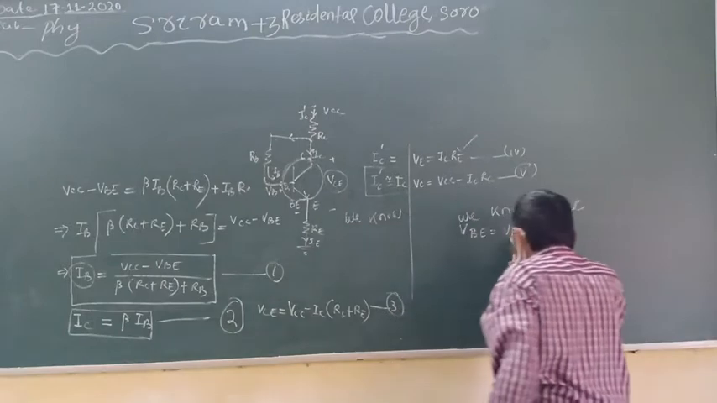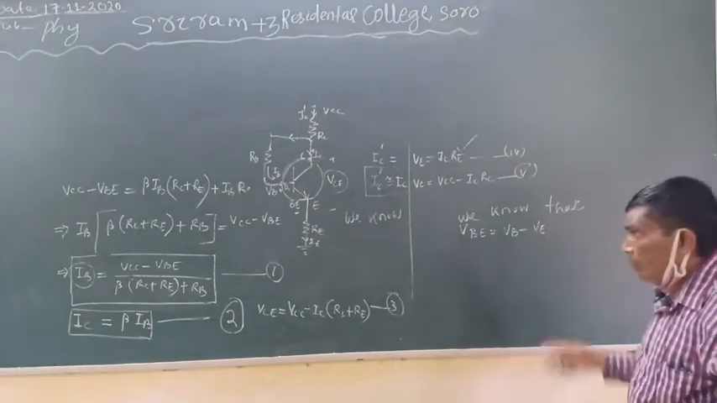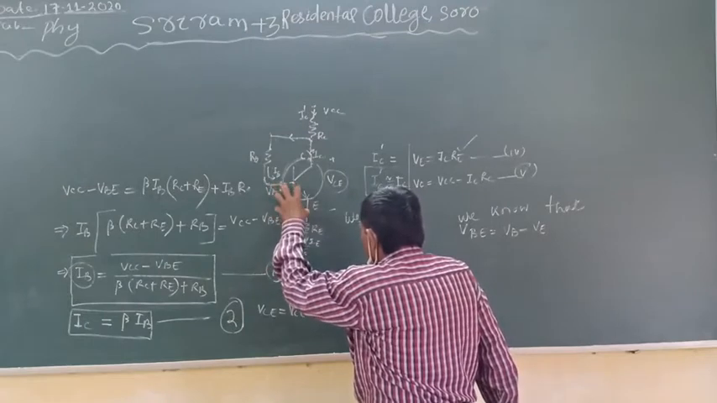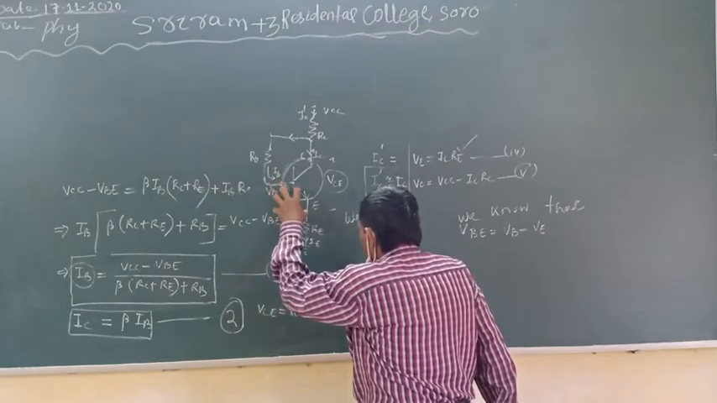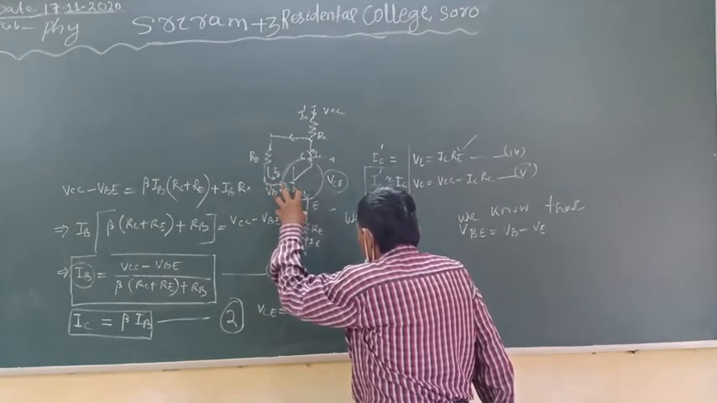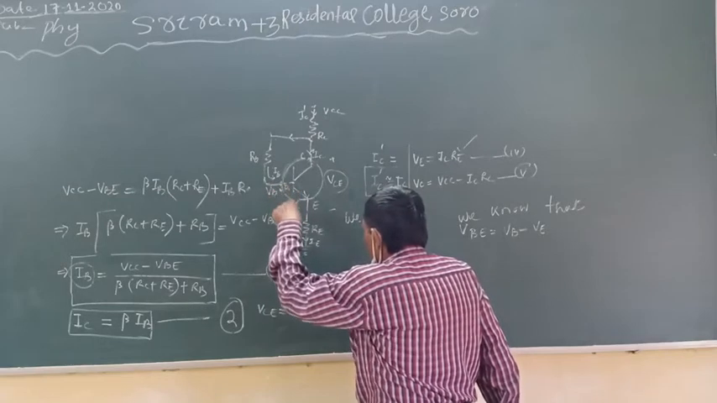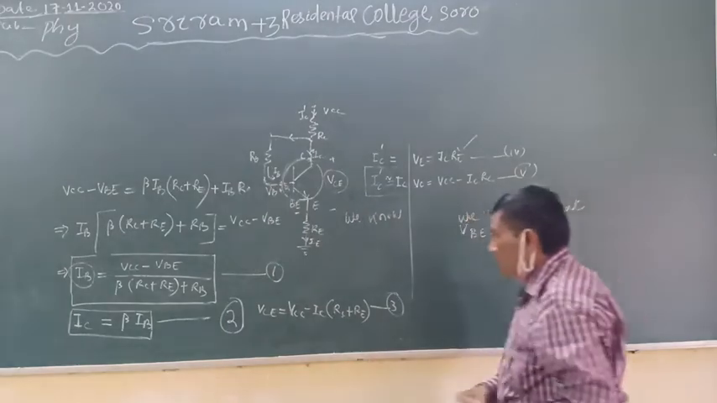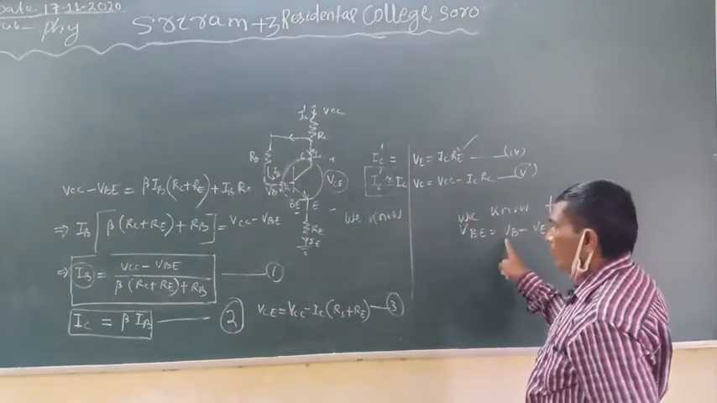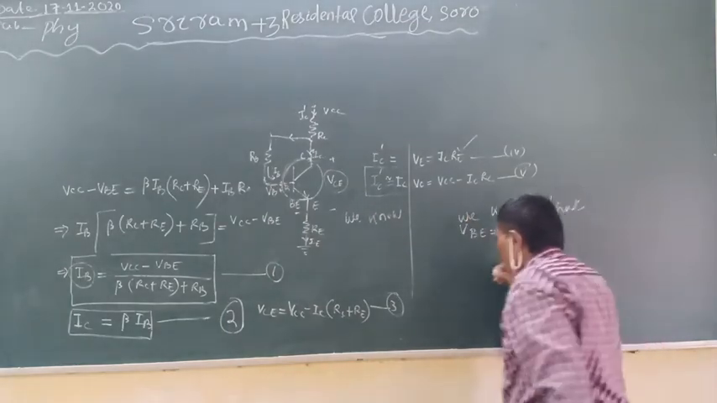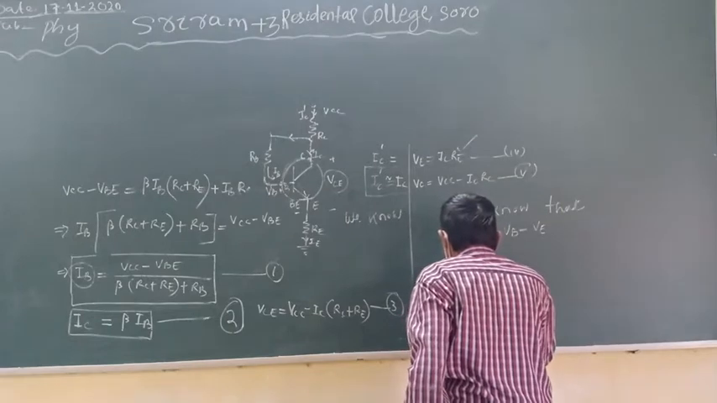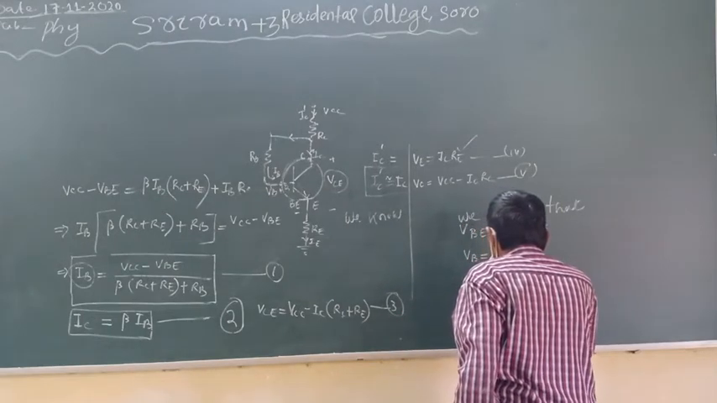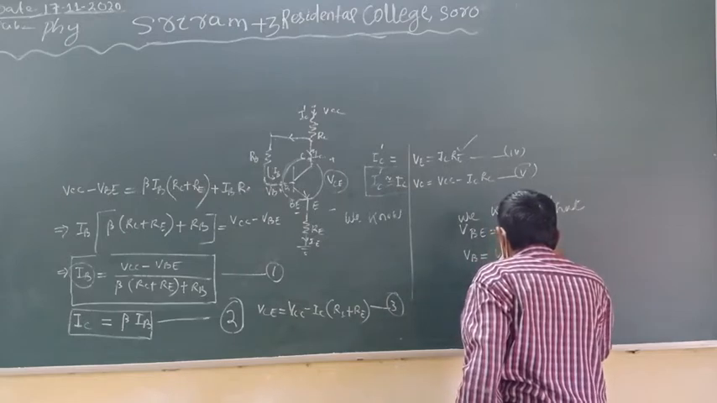Vbe equal to Vb minus Ve, because that is the base emitter voltage, the base emitter junction. This voltage is known as the difference of base voltage to emitter voltage. Now Vbe equal to Vb minus Ve. Now Vb equal to Vbe plus Ve.